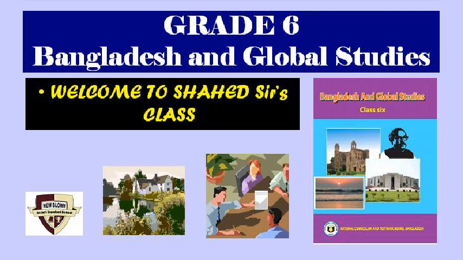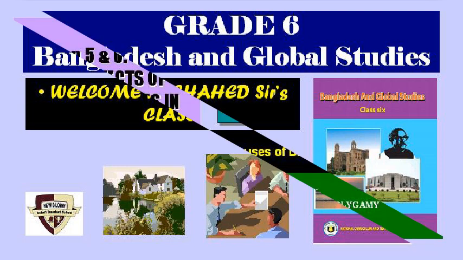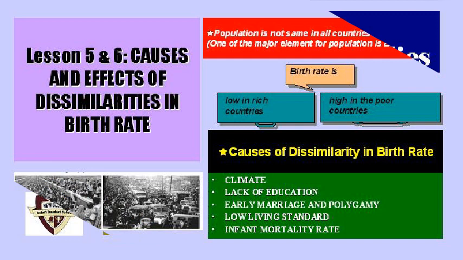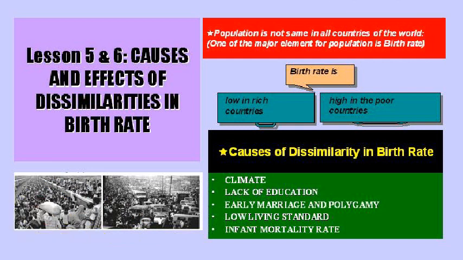Today I'm going to discuss lesson 5 and 6 of chapter 4 in your BGS book. You know, chapter 4 is about introduction to population of Bangladesh. Hope you enjoyed my last video regarding the chapter. Let's start the chapter. Lesson 5 and 6 is about causes and effects of dissimilarities in birth rate.